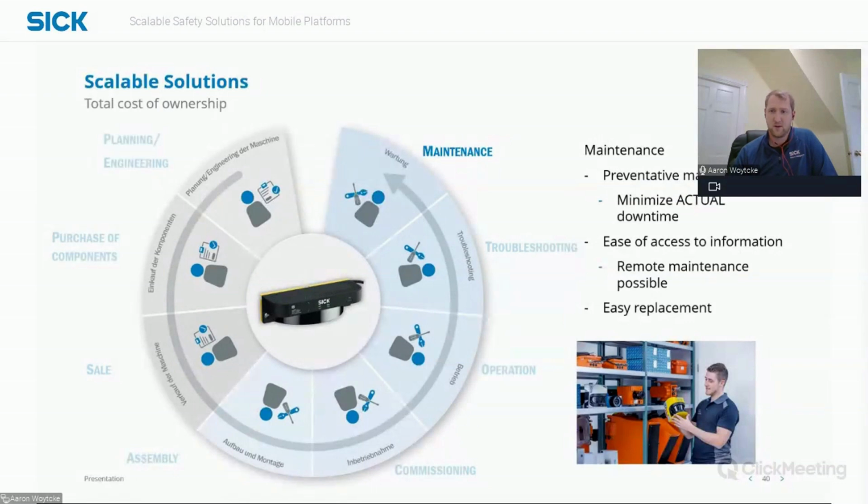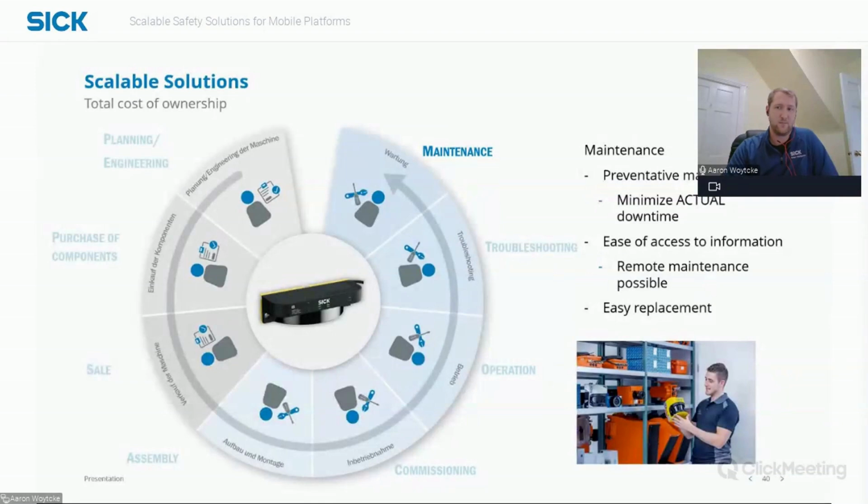The next thing to consider is just the ease of access to information. So if information is available remotely, there may be an opportunity to provide maintenance remotely. So in an example of an error code that could be recoverable, you could potentially send a power cycle to the mobile platform to clear that error code.